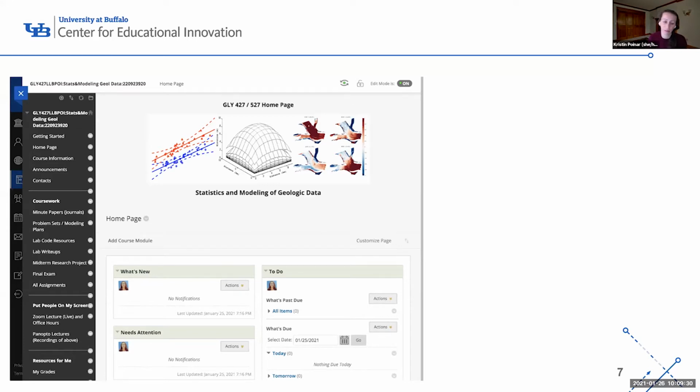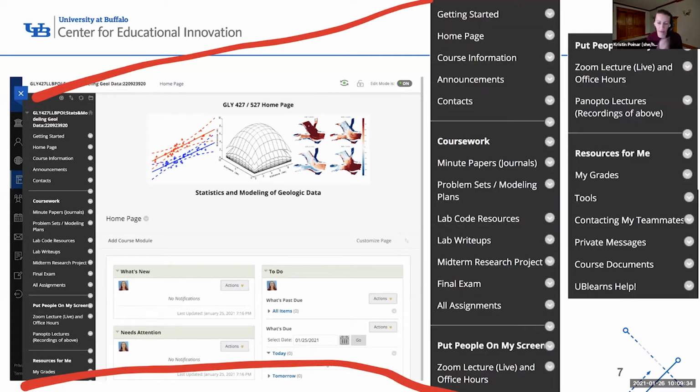So there's daily minute papers for immediate self-review after lecture. Let me blow this up for you actually. Homework, labs that have two parts, you have to write the code and you have to do a write-up. There's a midterm project, so lots of things. And I try to organize all of these things into the sidebar so that students are never more than a click away from what they're seeking.